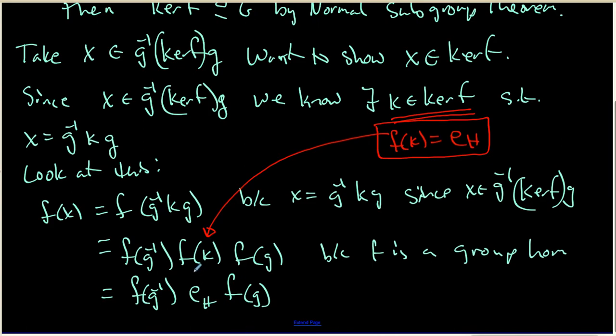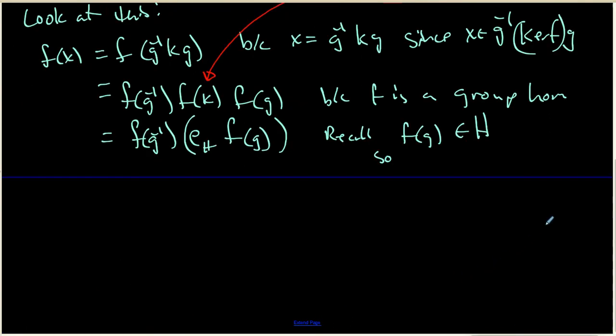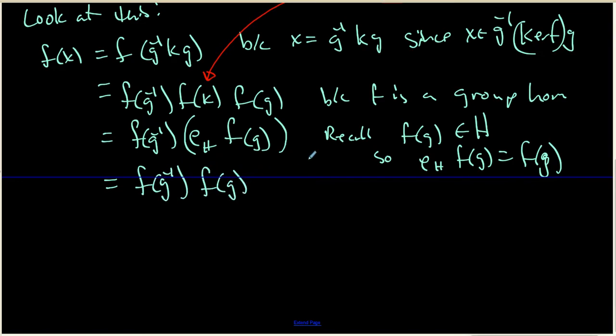So what I'm going to do is put some parentheses around this, and I'm going to recall that f of g belongs to the target group H. And so what does that say? Well, that says the group identity e_H times f of g is just going to be f of g. And so that will let me rewrite my work over here as f of g inverse times f of g. That's what's justifying that step.